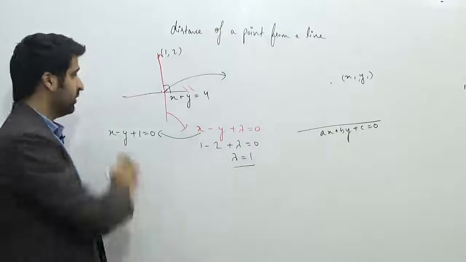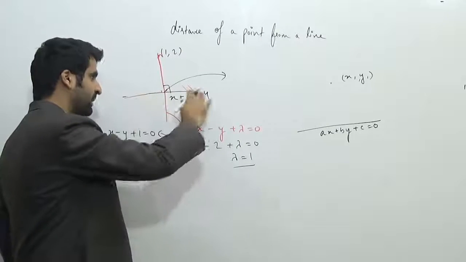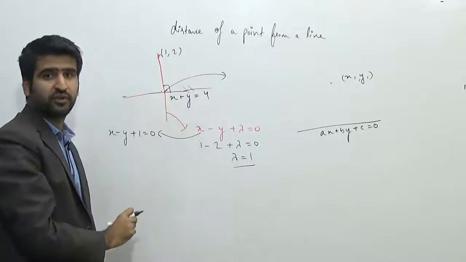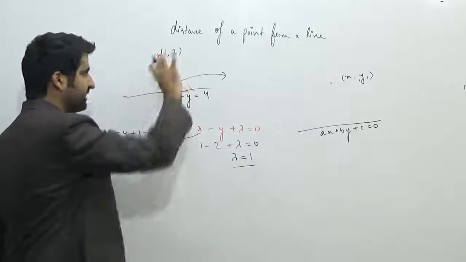So what we did is, we knew the line, we drew a perpendicular line. Okay, we drew a perpendicular line to the given line, and we found the point of intersection of this perpendicular line and the given line. Then we can apply the distance formula.